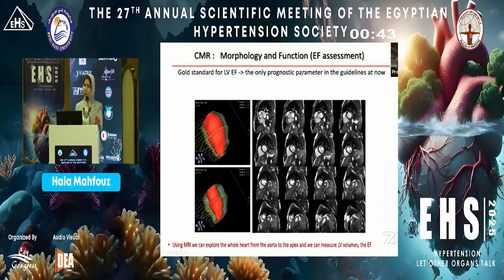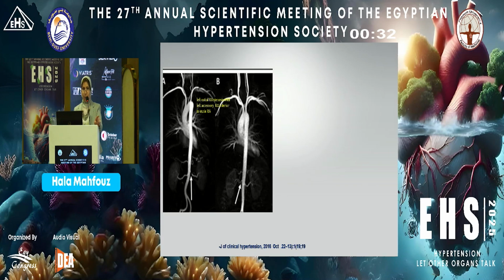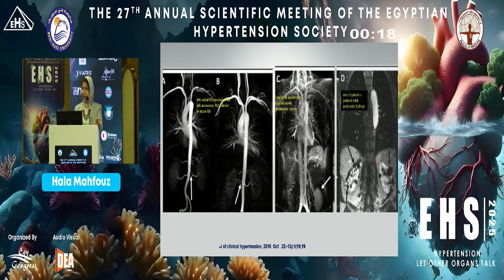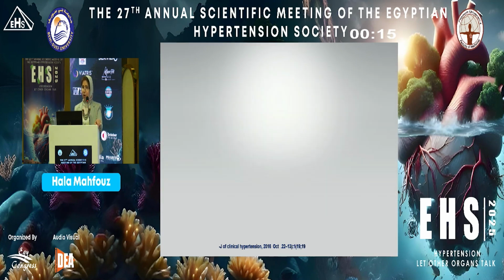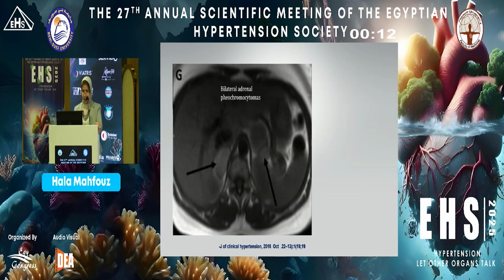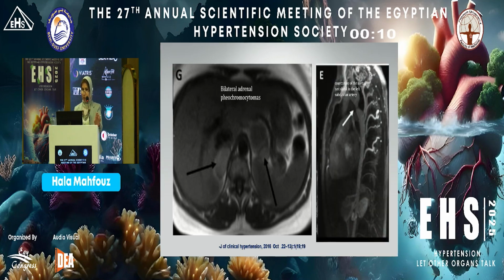In fact, the CMR can be used in some situations when there are equivocal results from the echocardiography to assess the left ventricular function, mass, and the ejection fraction. It is very helpful. Also, like Dr. Azza said, we may use the CMR in patients having secondary hypertension, like in patients with renal artery stenosis, or patients with a single kidney, patients having polycystic kidney, also patients having bilateral adrenal pheochromocytoma, and patients with coarctation of the aorta. This is one of the important applications of CMR in hypertensive patients.